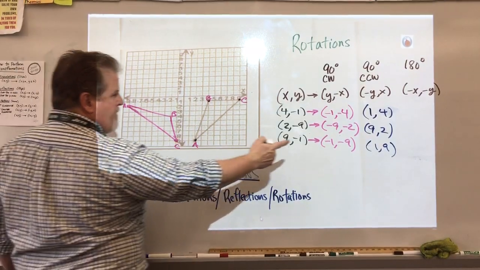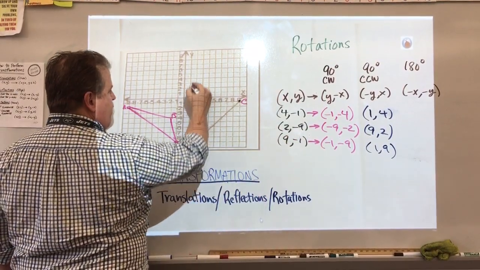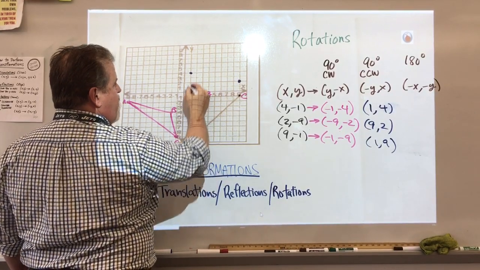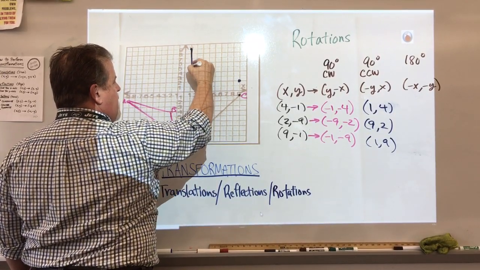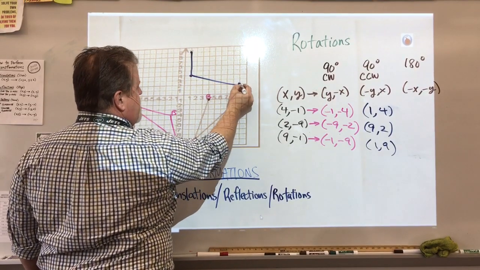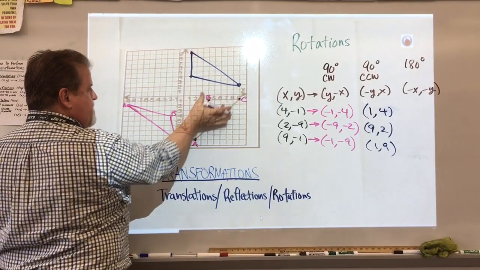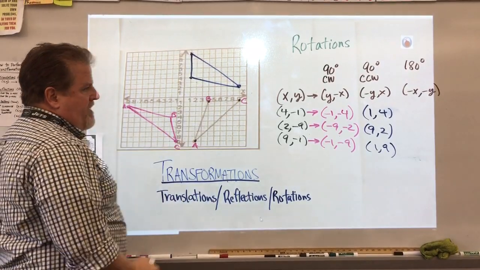So if we graph those points, we're going to have 1, 4, we're going to have 9, 2, and we're going to have 1, 9. And we're going to see that that is our rotation if we took this and spun it 90 degrees that way.